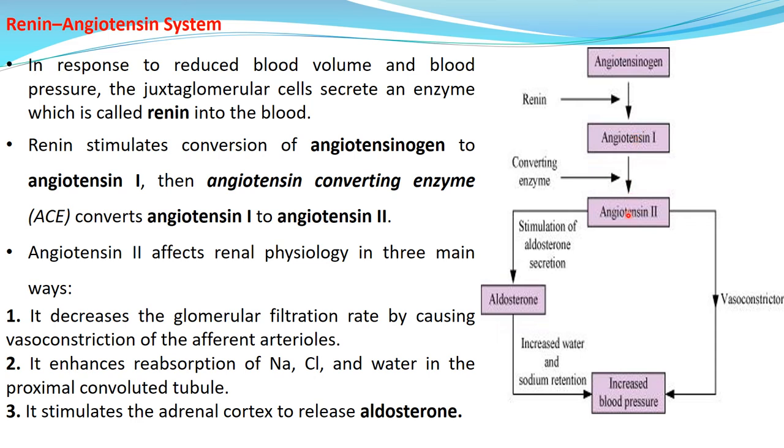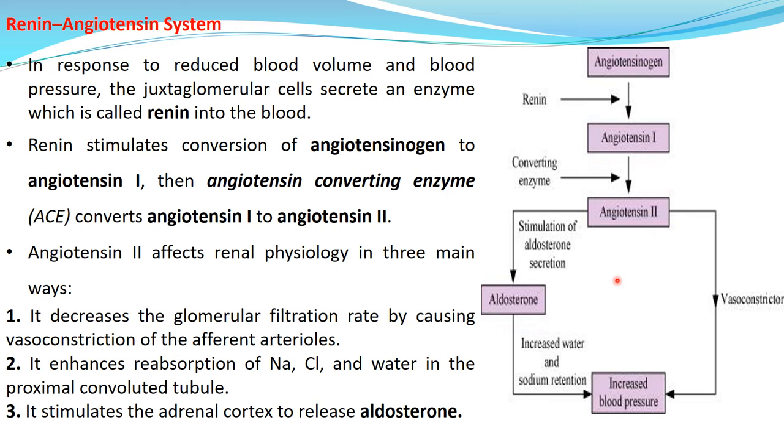So angiotensin 2 is the functional form, the active form of angiotensin, and it can regulate or repair the reduced blood volume or blood pressure through two main pathways. The first one is through the induction of systemic vasoconstriction. When you have vasoconstriction, blood pressure might return back to its normal situation, or the hypotension can be returned back to its normal phase.